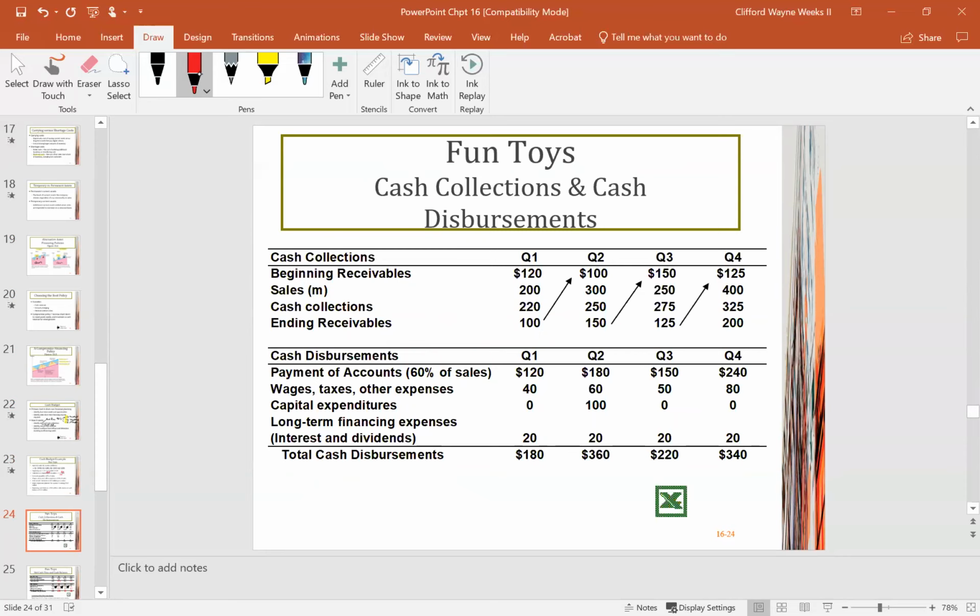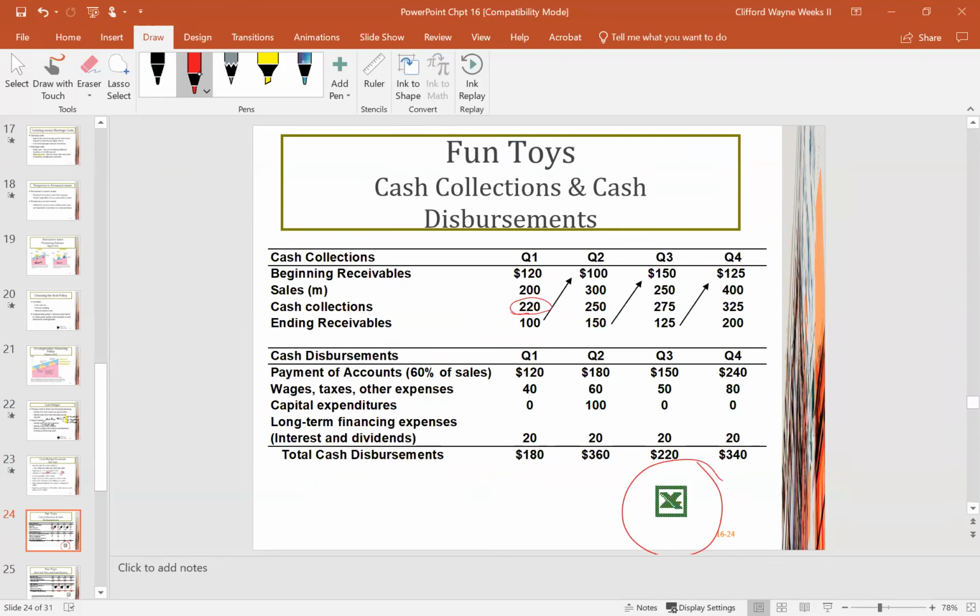You can see that we had the cash collections, the 220. That was 50% of the current quarter sales, so that's 100 plus the beginning. One period's ending is the next period's beginning. Again, using an Excel spreadsheet, you can see that down here if you want, and they come up with all the cash inflows.